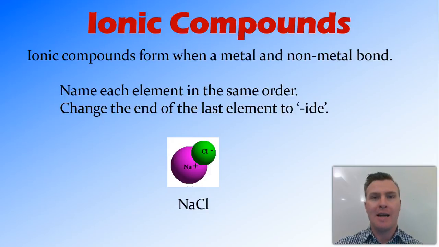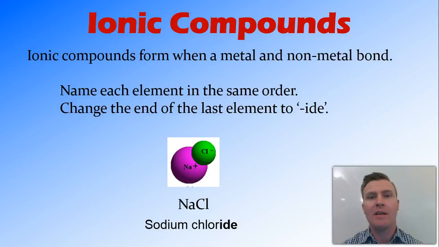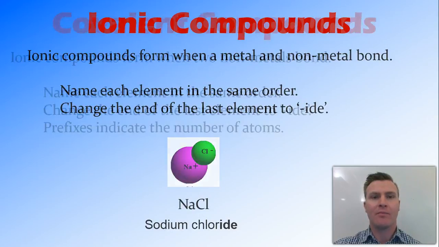Now when we name this, we just name it in the same order that we write it down. So this is sodium chlorine. But what we need to do is change that chlorine to a chloride, so the end of the word becomes IDE. So we have sodium chloride. When we write this, the second word, the chloride, is always lowercase. So that is as easy as naming an ionic compound.